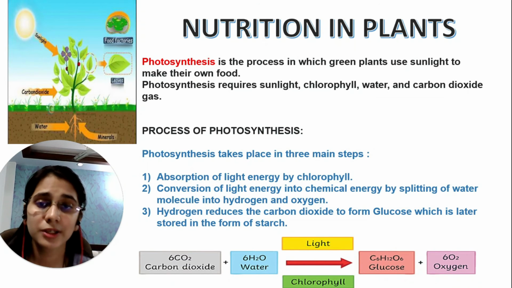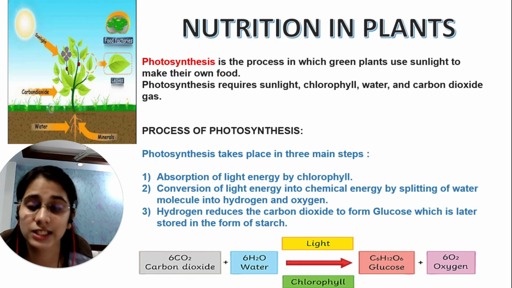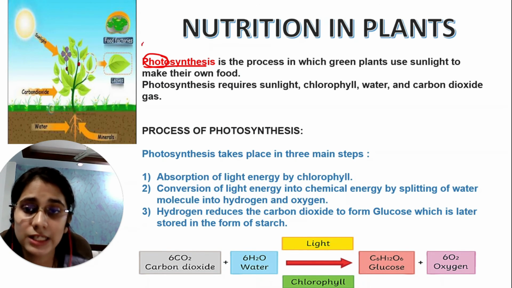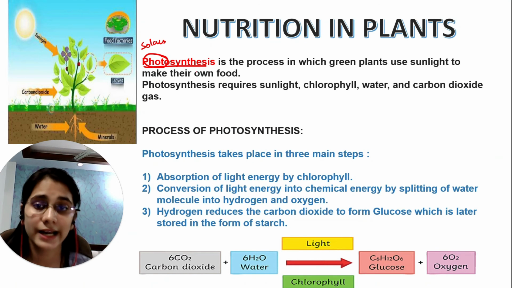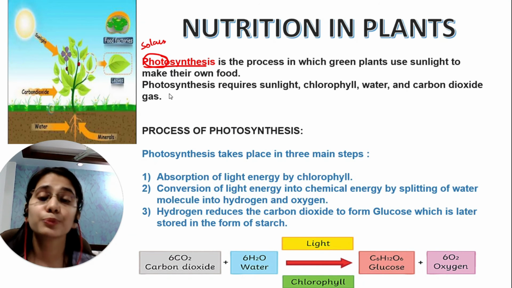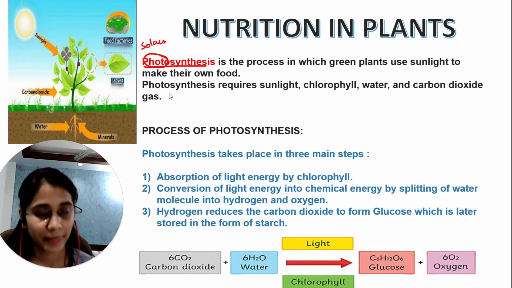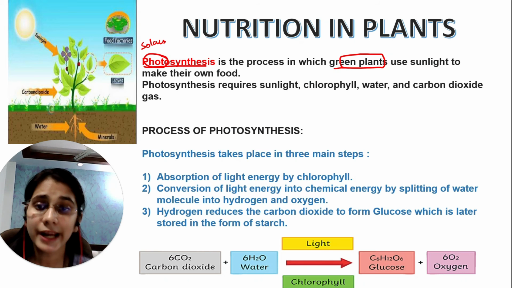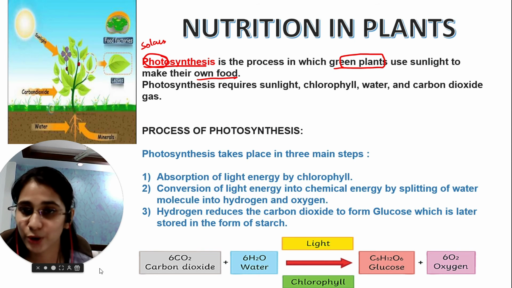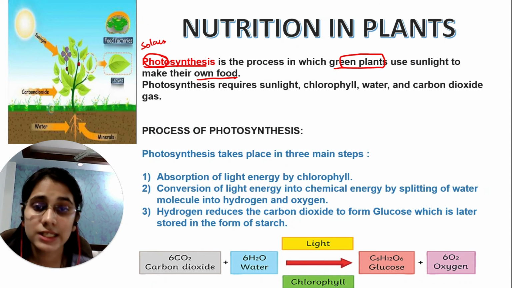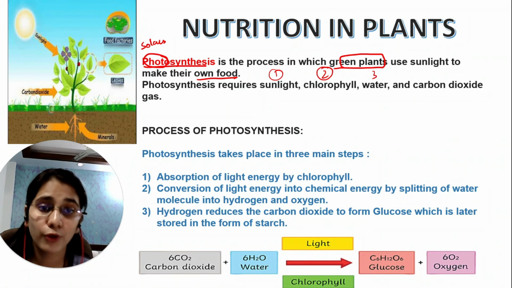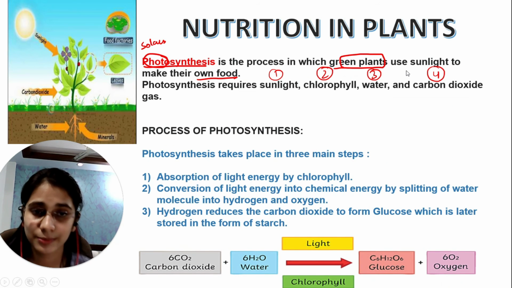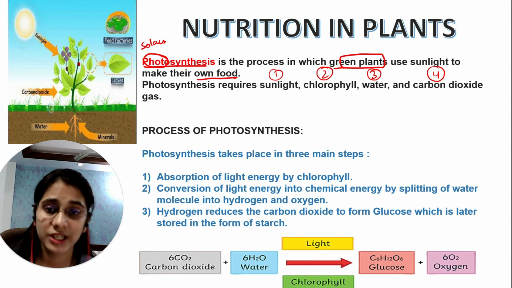Now, nutrition in plants. We have a brief idea of nutrition in animals. Now we'll discuss nutrition in plants. Photosynthesis. Photosynthesis here means photo, that is solar light or sunlight. Synthesis means to produce. That means to produce something with solar light. So, photosynthesis is the process in which green plants use sunlight to make their own food. That is autotrophic nutrition. Photosynthesis requires sunlight, chlorophyll, water and carbon dioxide. We'll know how all these raw materials are important.